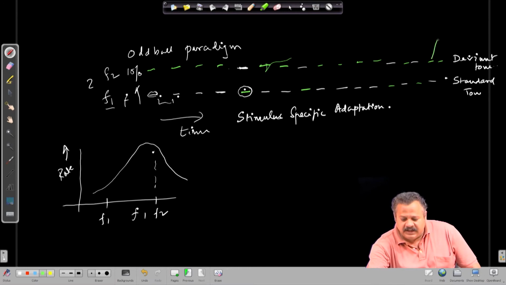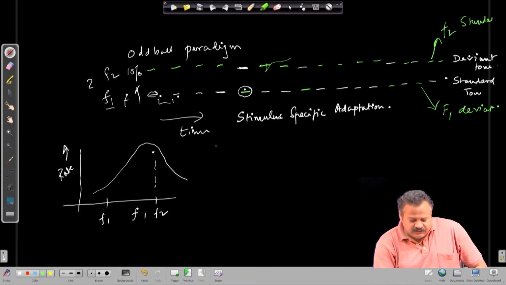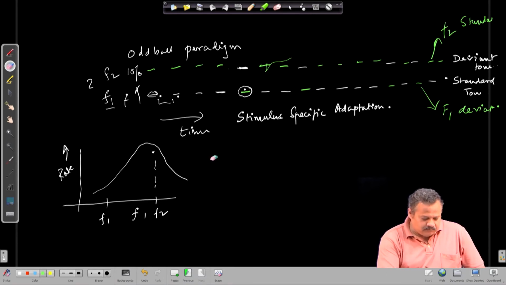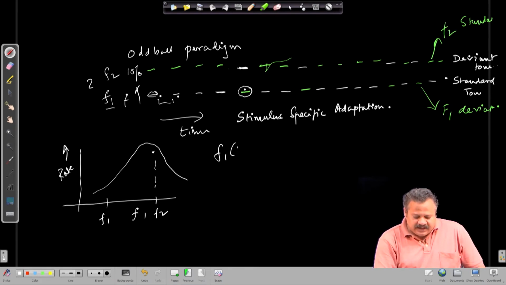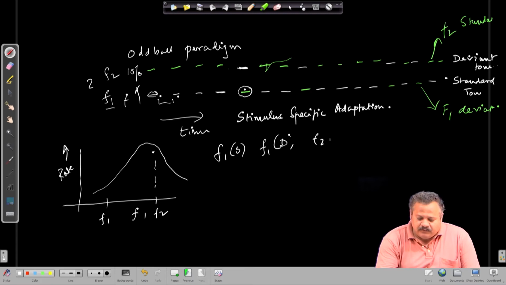And so on. So, in this case f2 is standard and our f1 becomes the deviant. So, now in both the cases we have responses to f1, sorry, we have responses to F1 either as a standard or responses to F1 as a deviant. Similarly, we have responses to F2 as a standard and F2 as a deviant.